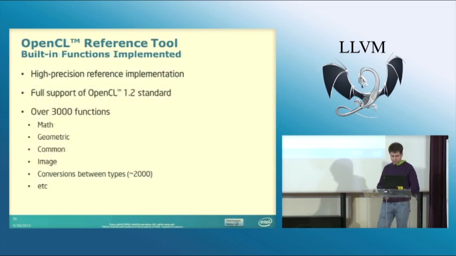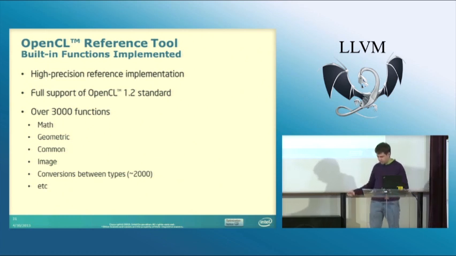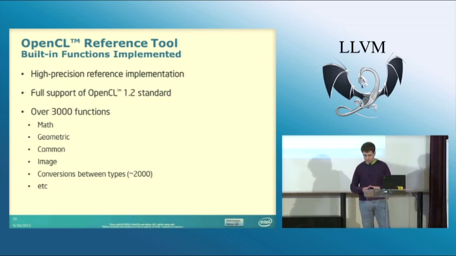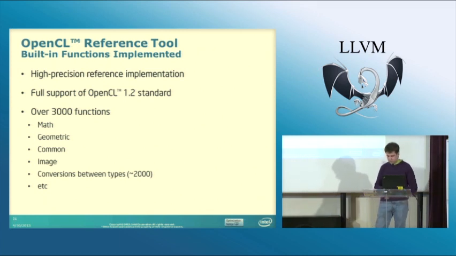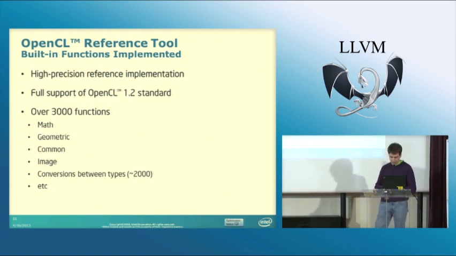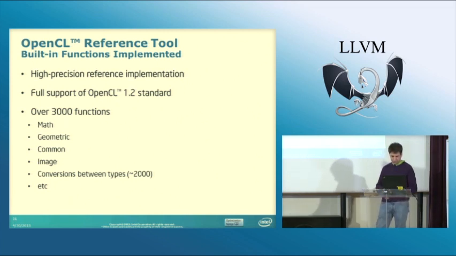Now let's talk about another part of the reference. This is a library of built-in functions. There are plenty of them, and we had to implement all of them with high precision. For example, to obtain maximum precision, to compute float we use the double type to compute the floating point output. For computing doubles, we use long double. We implemented all of those functions, and now we think they are compliant with the 1.2 standard, so we can use them as a reference library of built-ins.